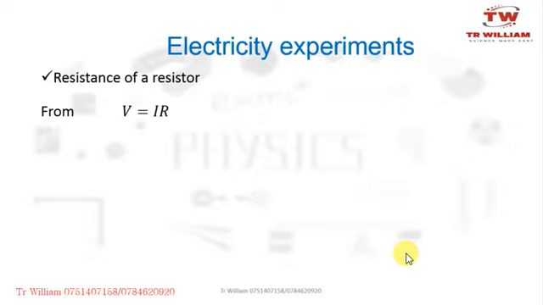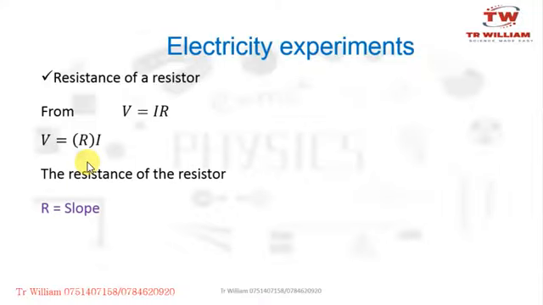Okay, and now when we come to electricity experiments, if we look at the resistance of a resistor, we know from Ohm's law, V is equal to current times resistance, where V is voltage. So if you just rearrange, since current and voltage are varying, then it means that resistance is remaining constant. So R here is in brackets. So from y equal to mx, we see that from our graph, the resistance of the resistor will be the slope, isn't it? Yes, good.